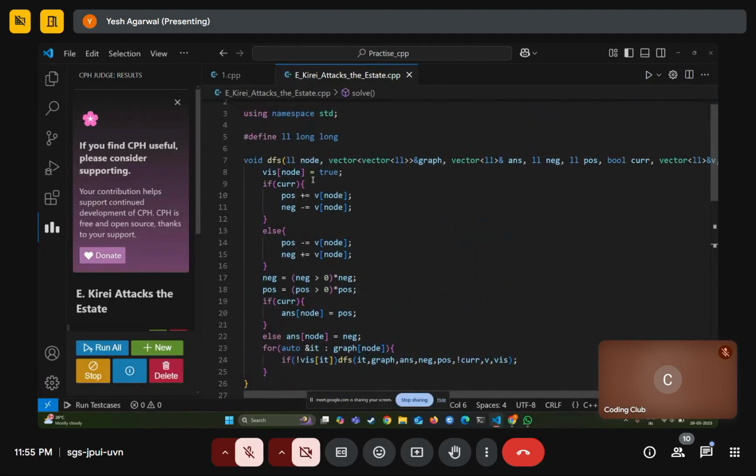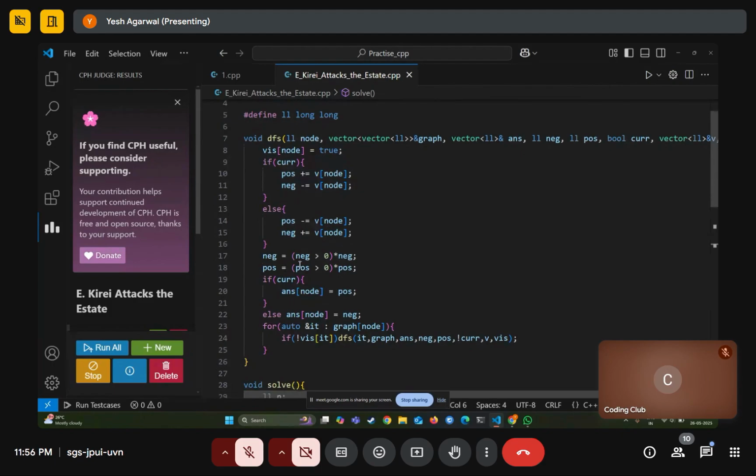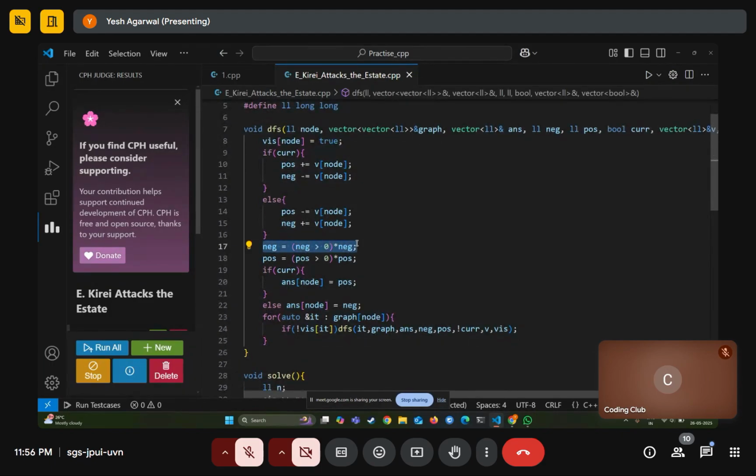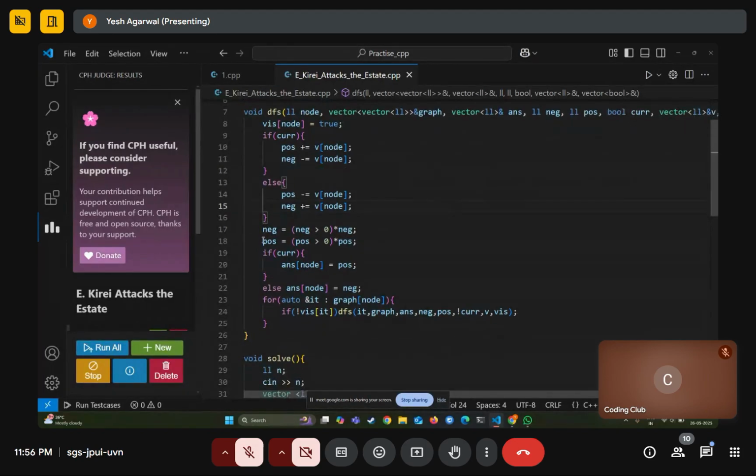Basically, I'm just marking it true, and as I've already told you, if current is true, it means that it is in phase with the root. If the root is positive, it is also positive. Otherwise, for the else one, if it is positive, the root is negative. So for the positive part, we will be adding this node, and for the negative, we will be subtracting it, and the opposite in the else part. And of course, if in any case it goes below 0, then we'll be making it 0 itself, because there's no point of considering this node in future.